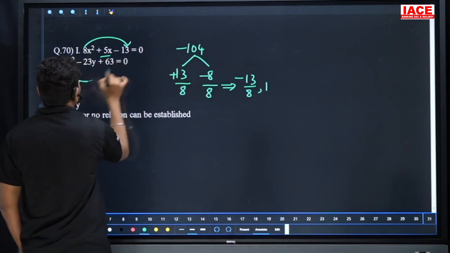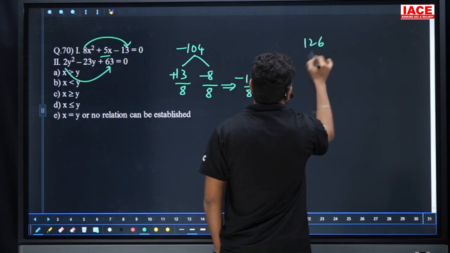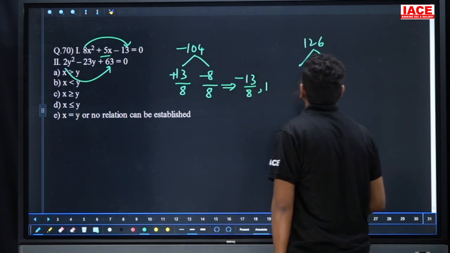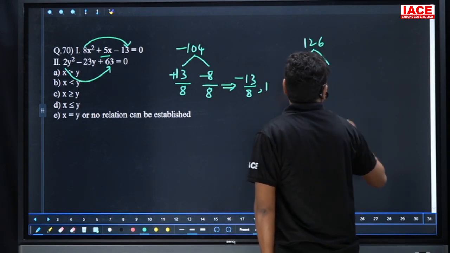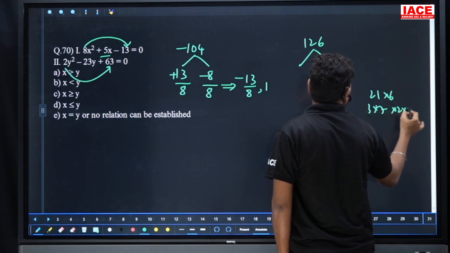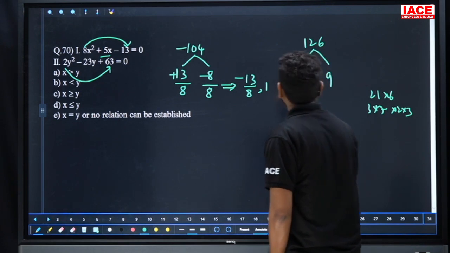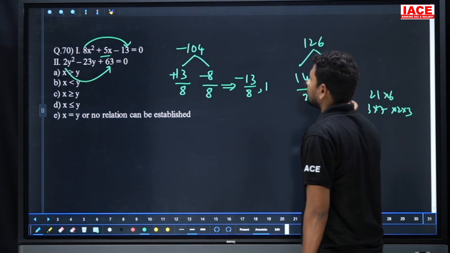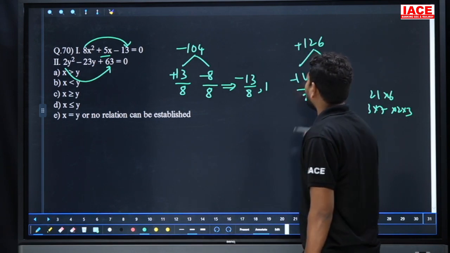Here 2 into 63 is equal to 126. We have to write the factors of 126. What are the factors? 6 into 21, 3 into 7 and 2 into 3 is 14 and 9. We can write here 14 and 9, and we are dividing with 2 here and also dividing with 2 here. Minus minus is a plus, and what are the final factors?